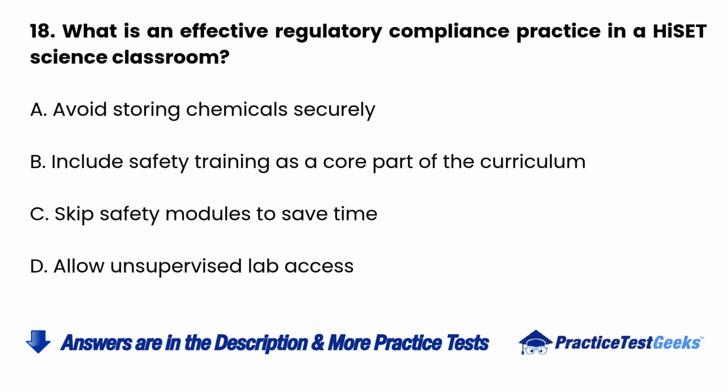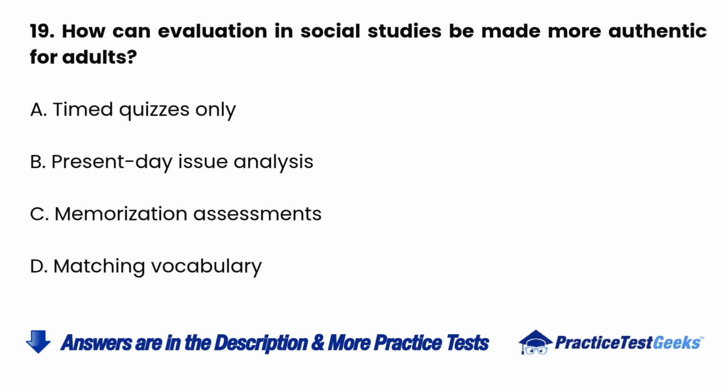18. What is an effective regulatory compliance practice in a HiSET science classroom? A. Avoid storing chemicals securely. B. Include safety training as a core part of the curriculum. C. Skip safety modules to save time. D. Allow unsupervised lab access.